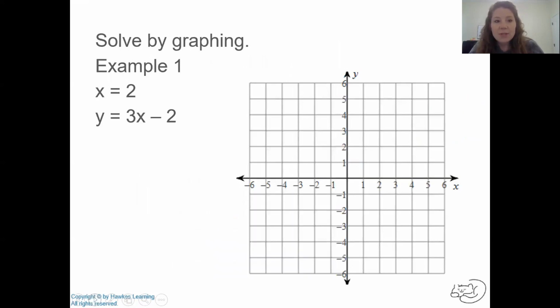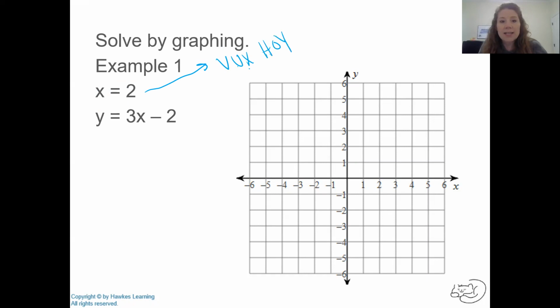All right, so now we're going to solve by graphing, and you're going to do examples like this in Hawks. So you are going to graph both of these lines. So remember, this only has an x. So when you see an equation with only an x or only a y, you think of the acronym BUCKS HOY.